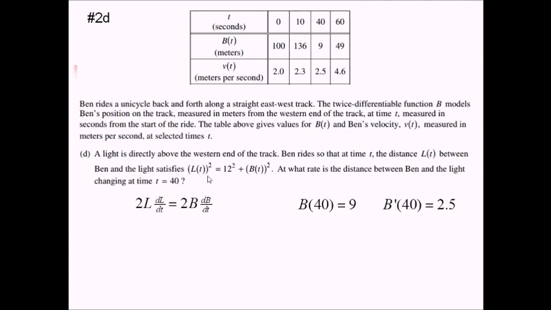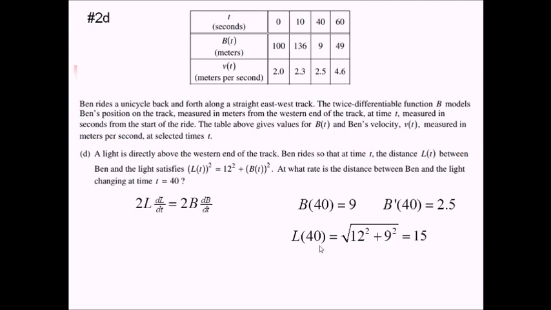L is going to be the square root of 12 squared plus whatever this is at time 40. And we just said that that's 9, so 9 squared. So this is 144 plus 81. That's 225. Square root is 15. Or you could just remember this is a 3, 4, 5 right triangle in disguise.